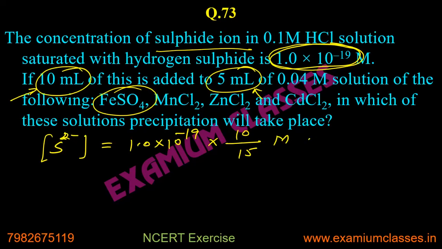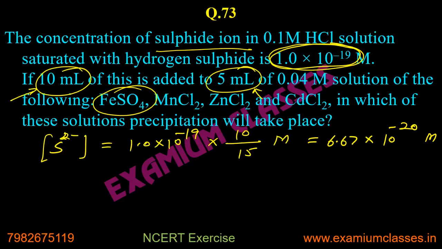Now you will get 10 divided by 15, that will be 2 by 3, 0.667. Okay, so 0.667 into 10 power minus 19 means 6.67 into 10 to the power minus 20. This is what you got as the concentration of S2 minus, sulfide. Okay.